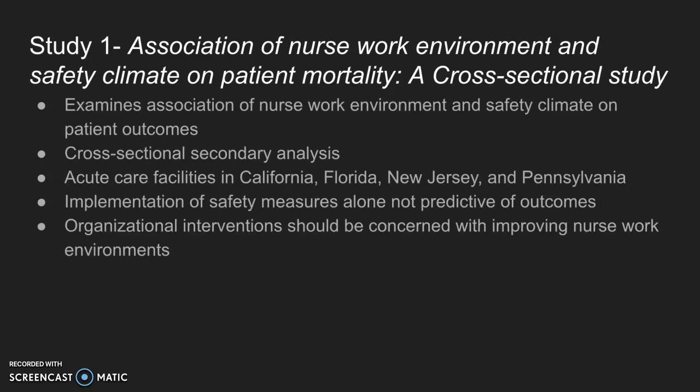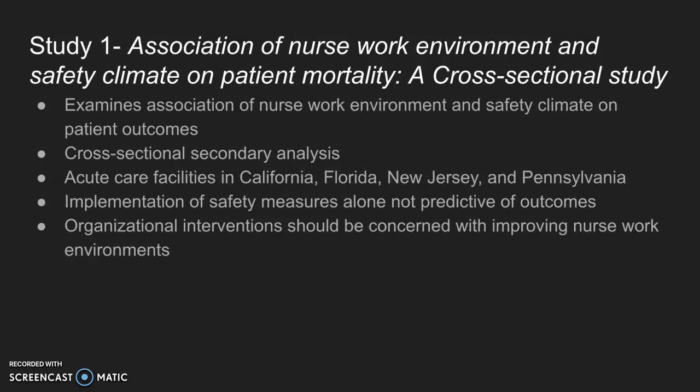So I looked at 5 different studies that all talk about staffing, looking at ratios and patient outcomes over long periods of time. The first study that I looked at examined the association of nurse work environment and safety climate on patient outcomes. This was a cross-sectional secondary analysis. This took place in acute care facilities in California, Florida, New Jersey, and Pennsylvania.